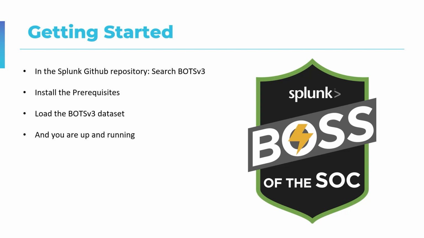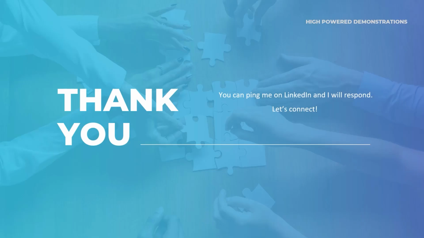So now that we've walked through the demo, let's talk about how you can get started here. What you're going to want to do is go to the Splunk GitHub repository, and all you've got to do is search BOTS v3. That's it.